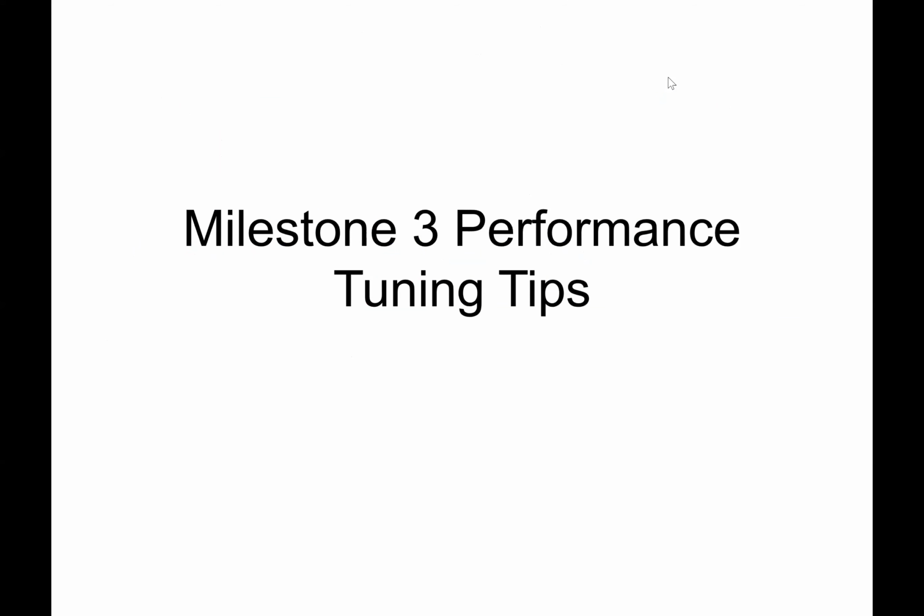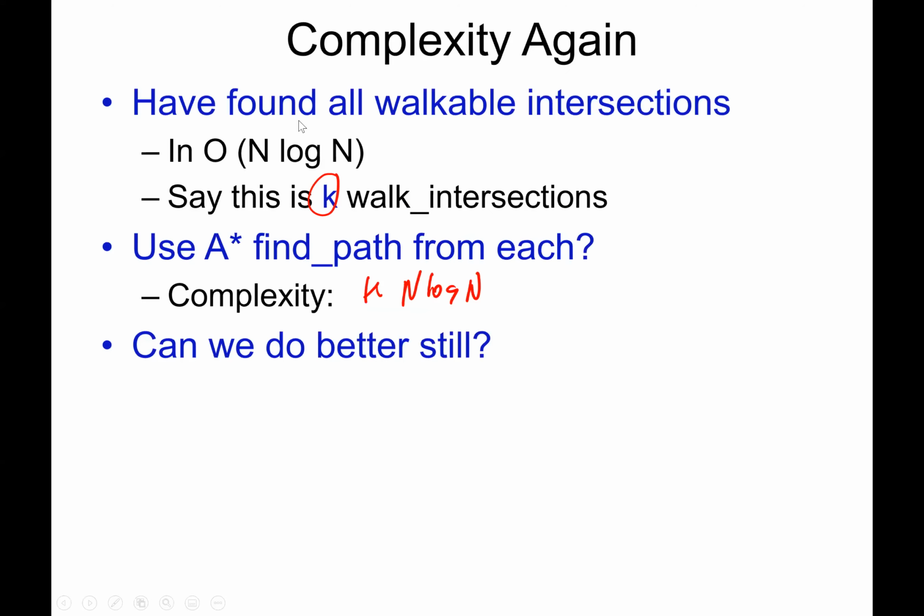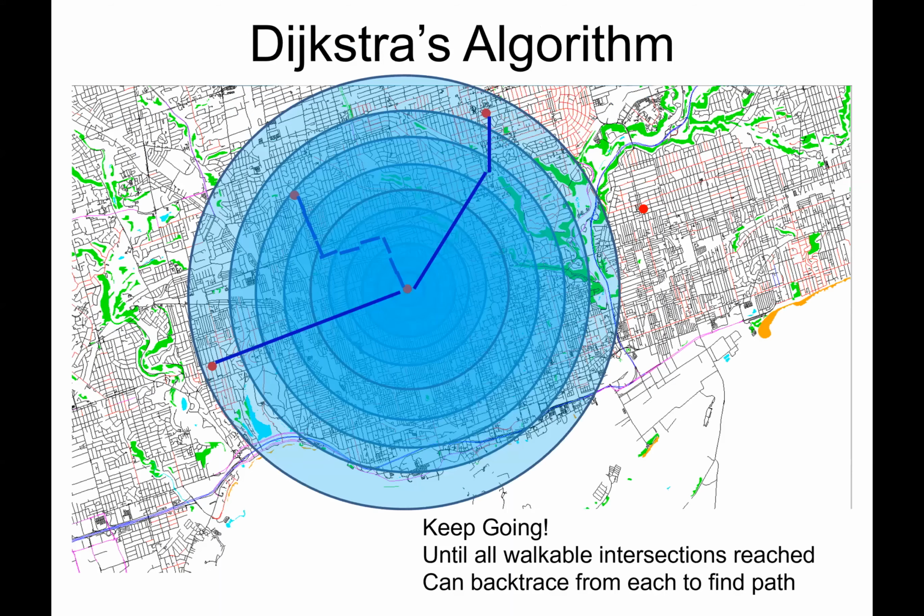Okay, so last chance. I'm going to give you a tip if you don't go for it. Okay, so can we do better still? Yeah, you can. The basic idea is, again, think about what your pathfinding algorithm is doing. We can use Dijkstra's algorithm, as I just told you, to find not just one path, but many paths, basically paths to all of the nodes that are within some travel time.